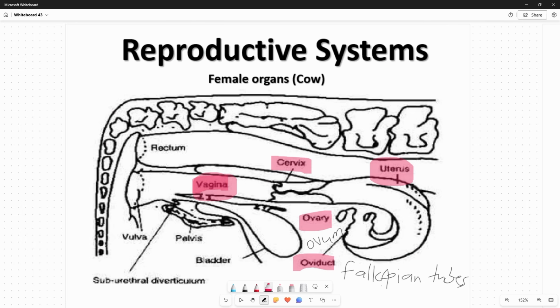Then the outer part that you see in the animal is called the vulva. That is not the vagina. What you see outside in the cow, it's your vulva. The vagina is inside. You don't see that one. All right. So those are the organs of a female reproductive system.